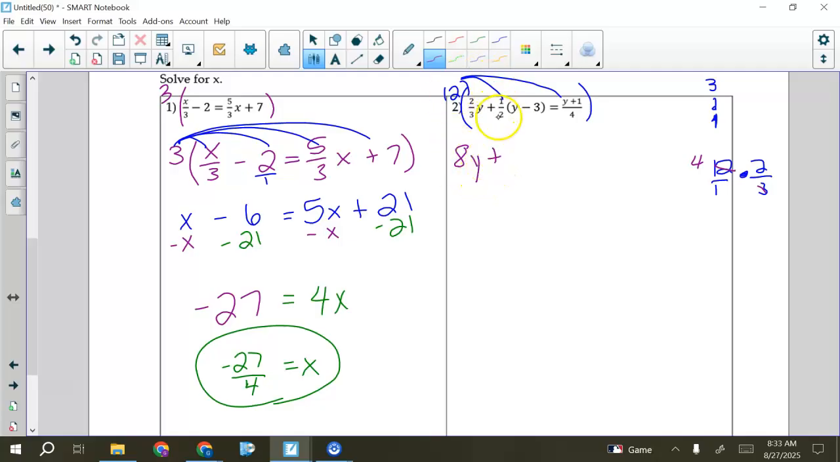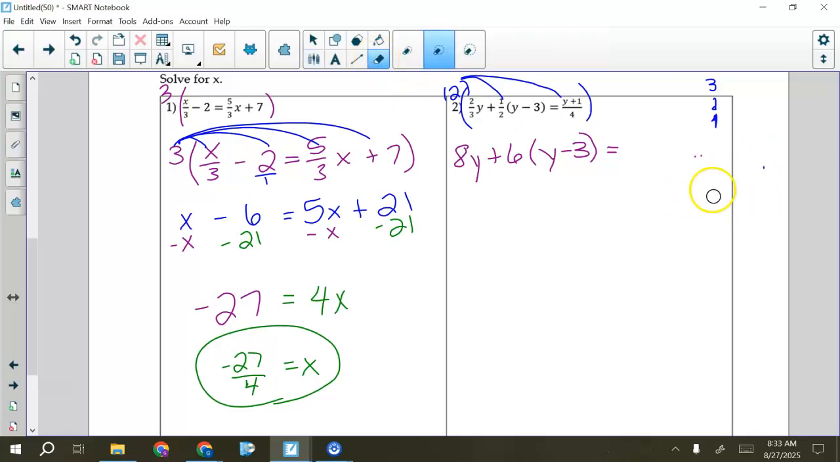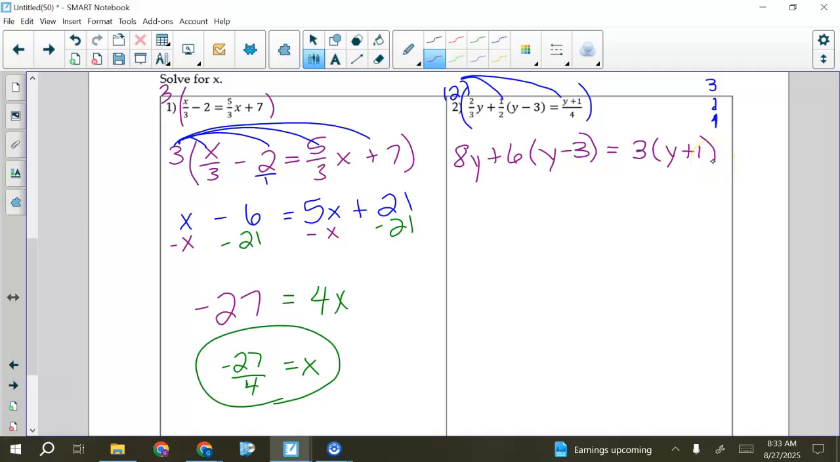And then we go 12 times half, that'd be 6, but we still have that y minus 3 there. And then if I multiply that last fraction by 12, the 12 and the 4 can cancel out to just get 3, but again, we still have to leave that y plus 1 in parentheses. So this makes the problem so much easier because I don't have to work with denominators anymore. So now I'm just going to solve it just how we were doing yesterday. So we distribute the 6, distribute the 3, and then solve. So go ahead and finish that one up. I'll solve it here in a couple of seconds.